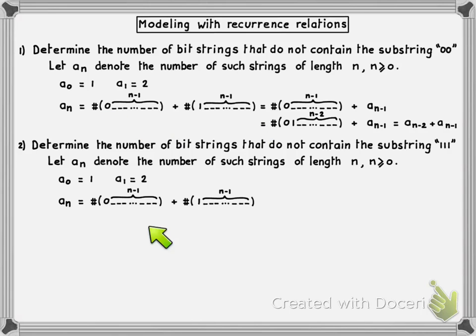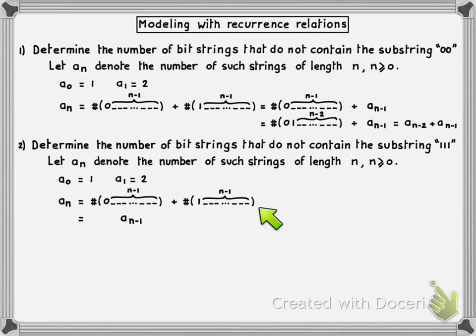And let's focus our attention on this first number. Notice these strings start with 0. This 0 cannot be a part of the 111 pattern. Therefore, the total number of strings of this form is nothing but the total number of strings of length n minus 1 that do not contain a 111 pattern. And that number is just a sub n minus 1.